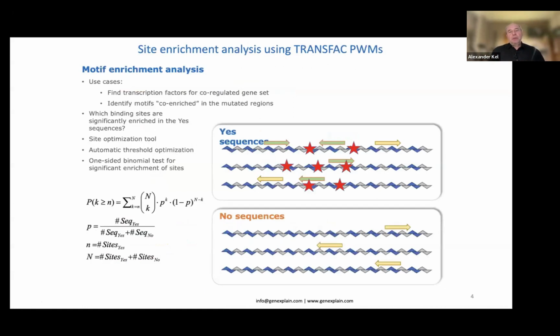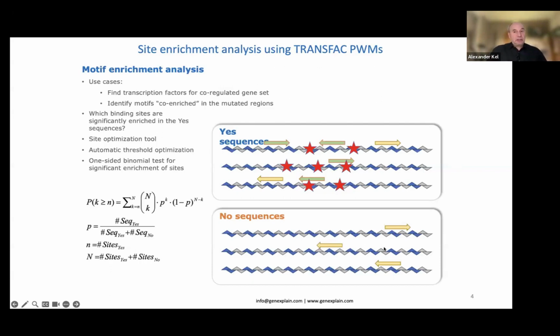And one of the most important algorithms we are going to use today is the algorithm to find site enrichment. Why do we need site enrichment? Actually, this is a way to predict which transcription factors might be important for the regulation of your genes. So, for instance, you did your experiment, you have a set of genes which change expression, for instance, upregulated in a particular condition.